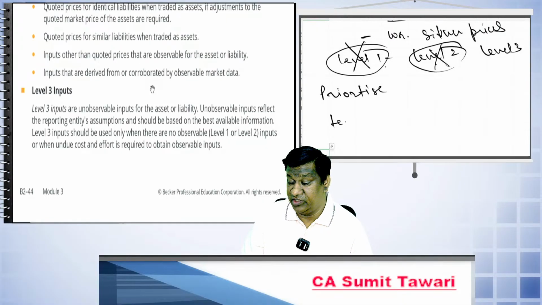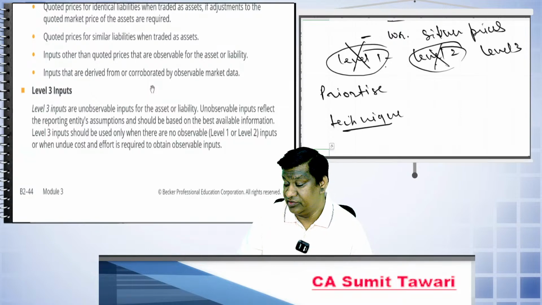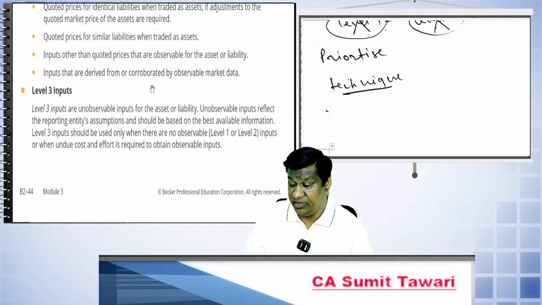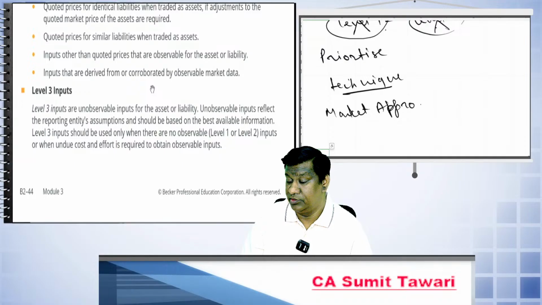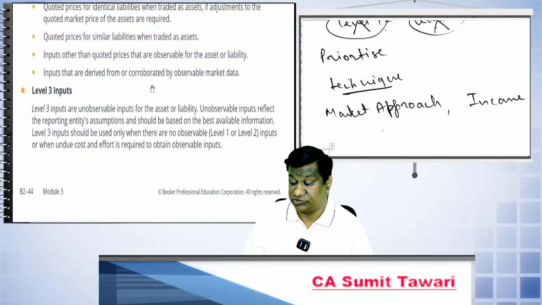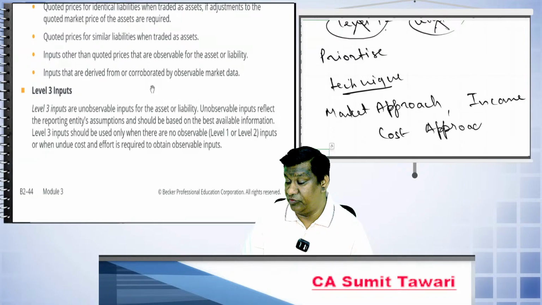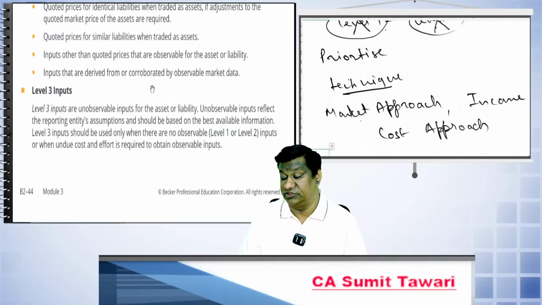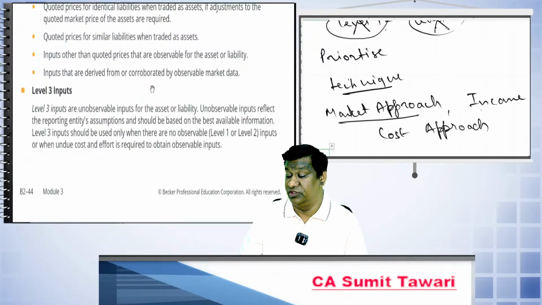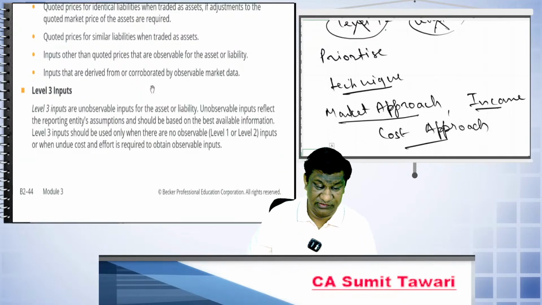Okay, for technique, as we saw, market approach, income approach, and cost approach. Again, if you have the information and you can derive the prices on the basis of market approach, are you still going to explore the income approach and cost approach? No, sir. Why?